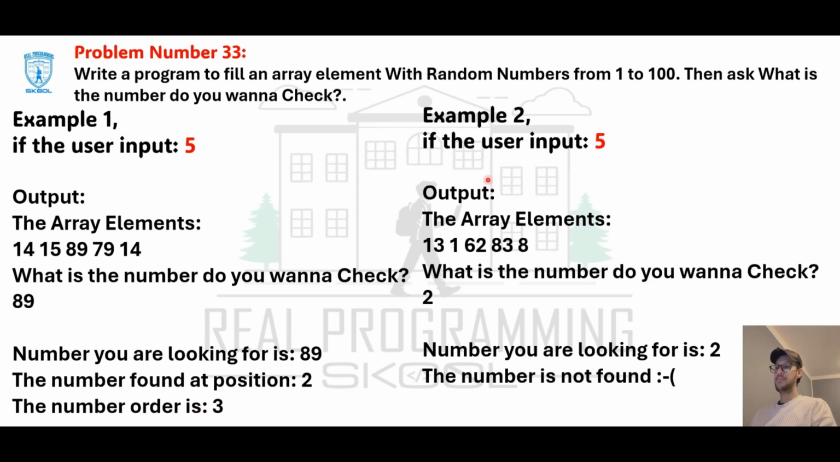But with the second example, if the user, for example, inserts also number 5, the compiler returns 5 numbers randomly, the output should be the array elements 13, 162, 83, 8, also another 5 numbers randomly, and asks the same question, what is the number you want to check? For example, the user this time wants to check number 2 if it exists between these random numbers or not. Number 2 does not exist between these 5 numbers that the compiler returned to the user.